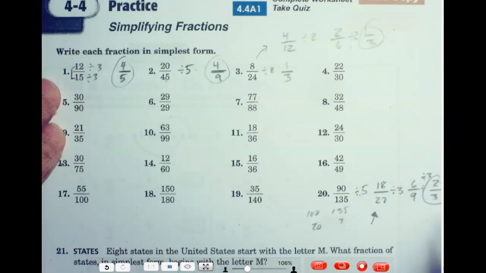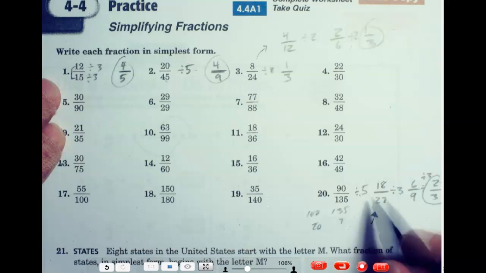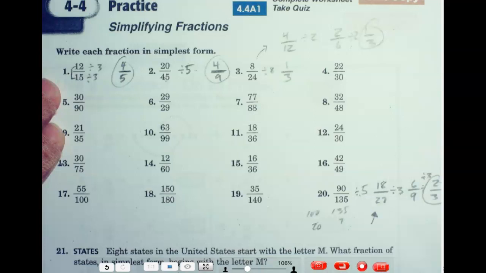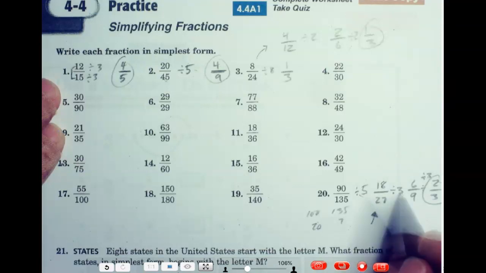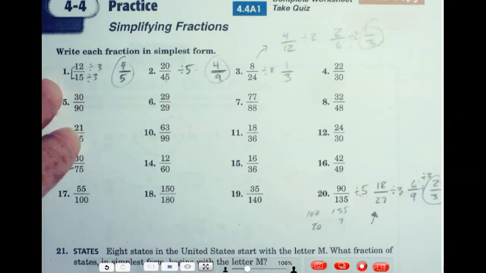So, my greatest common factor, I could have divided by 45, because 3 times 3 is 9. 9 times 5 is 45. So I could have done 45. I could have done 90 divided by 15. I could have done 90 divided by 9. I could have done any of those different ones, but 45 would have been the fastest. I just didn't know what that was, and I didn't want to take time to find the greatest common factor. That was too much work. Just like these two here.